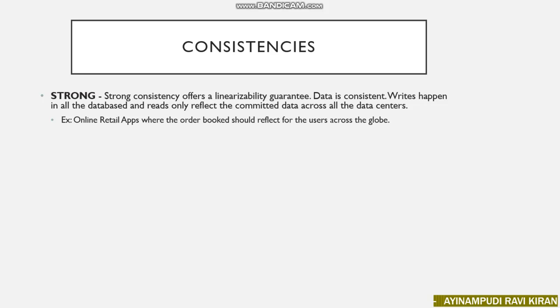So assume online retail apps such as Flipkart, Amazon, or any other online retail application where they have a product for sale, and when you click on that product, there might be multiple users across the globe. Say there are 10 products. When you book one product, the next user trying to access it should immediately see 9. So in those highly scalable and highly reflecting environments, we use the strong consistency level.